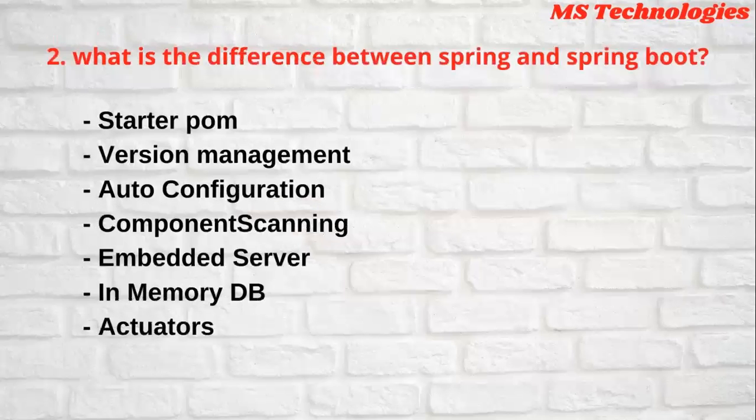Next, what are the differences between Spring and Spring Boot? If you compare with Spring, in Spring Boot we have several features. What features are there? Here I noted some of them: starter pom, version management, auto configuration, component scanning, embedded server, in-memory database, actuators. All these things we are getting along with Spring Boot. What is this starter pom?